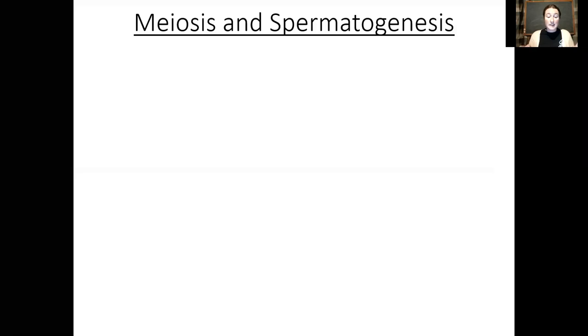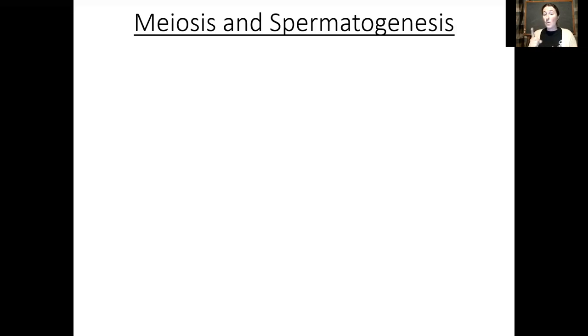A gamete is a haploid cell, so one copy of DNA as opposed to two. In males, this is sperm. In females, this is eggs. So we will talk about this process in males and then go right into talking about this process in females. Hopefully we'll get through all of that today. As we see at the top of the screen here, the process of spermatogenesis is literally generating sperm.